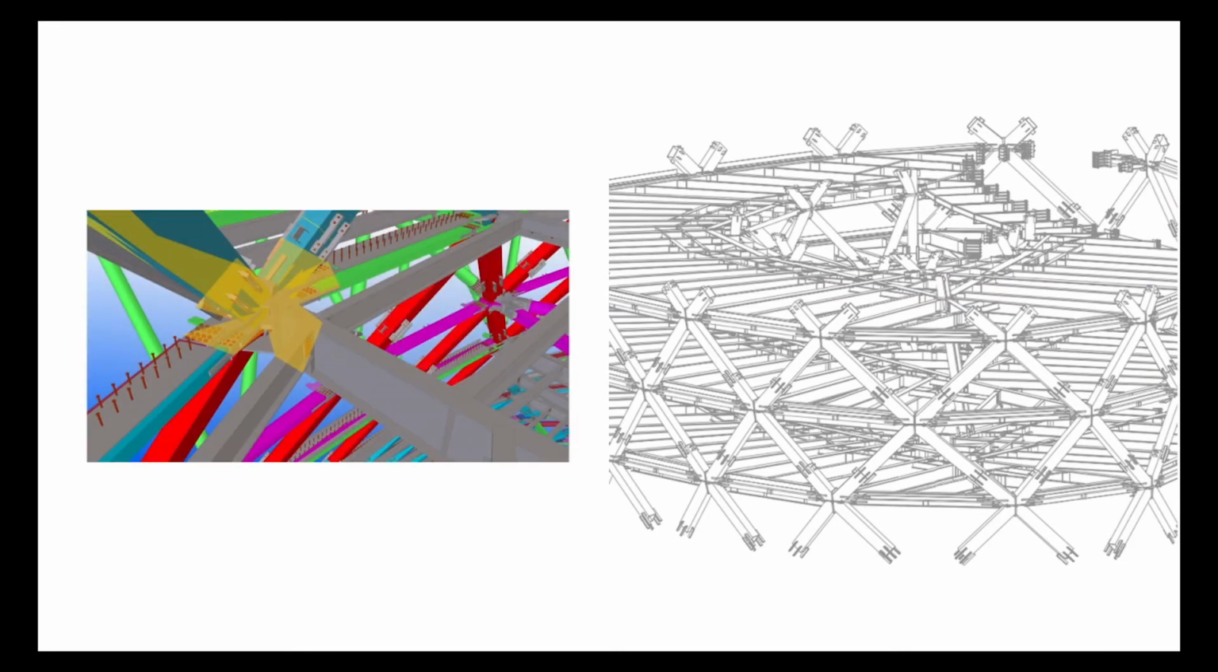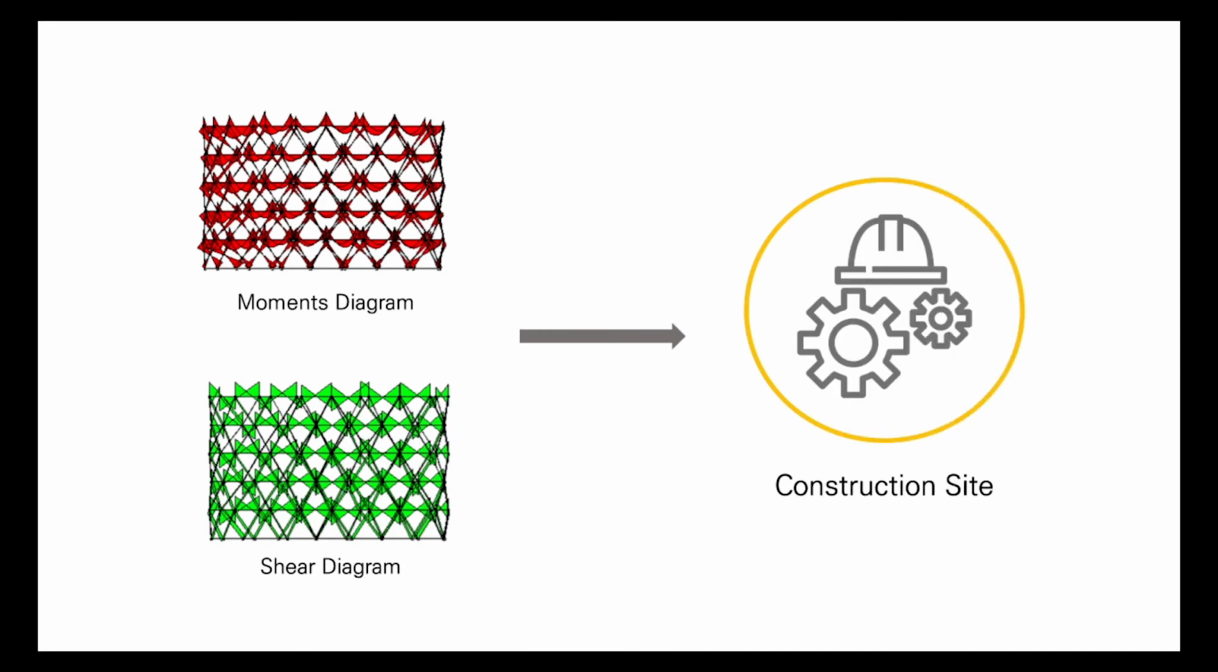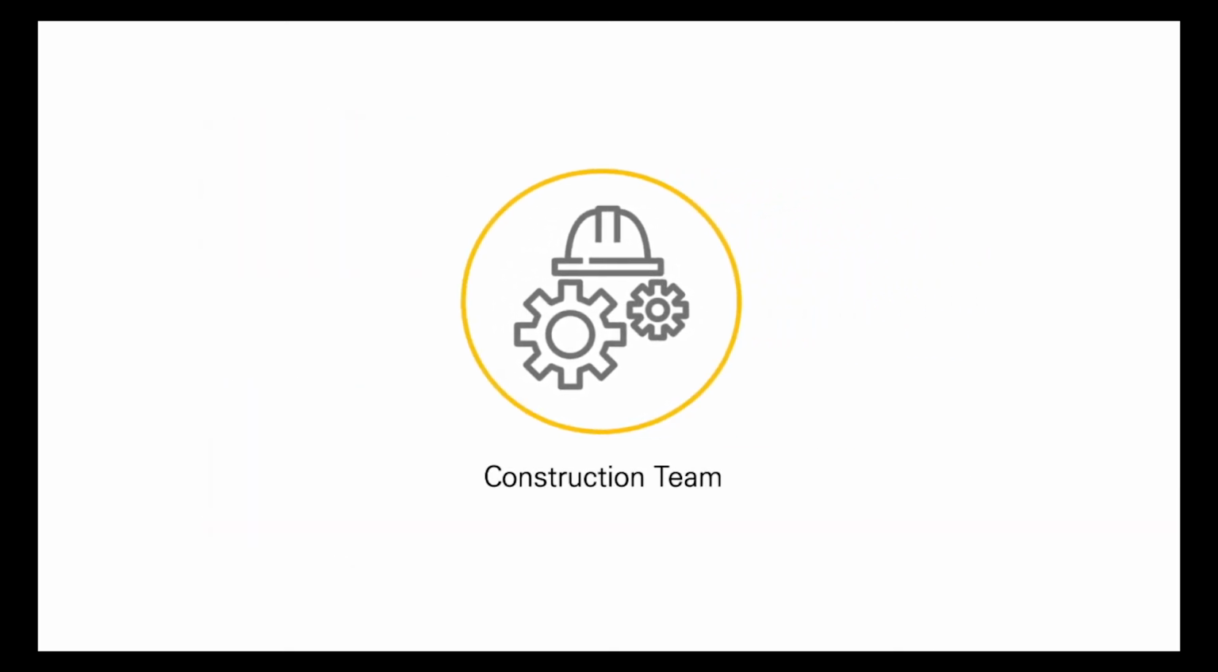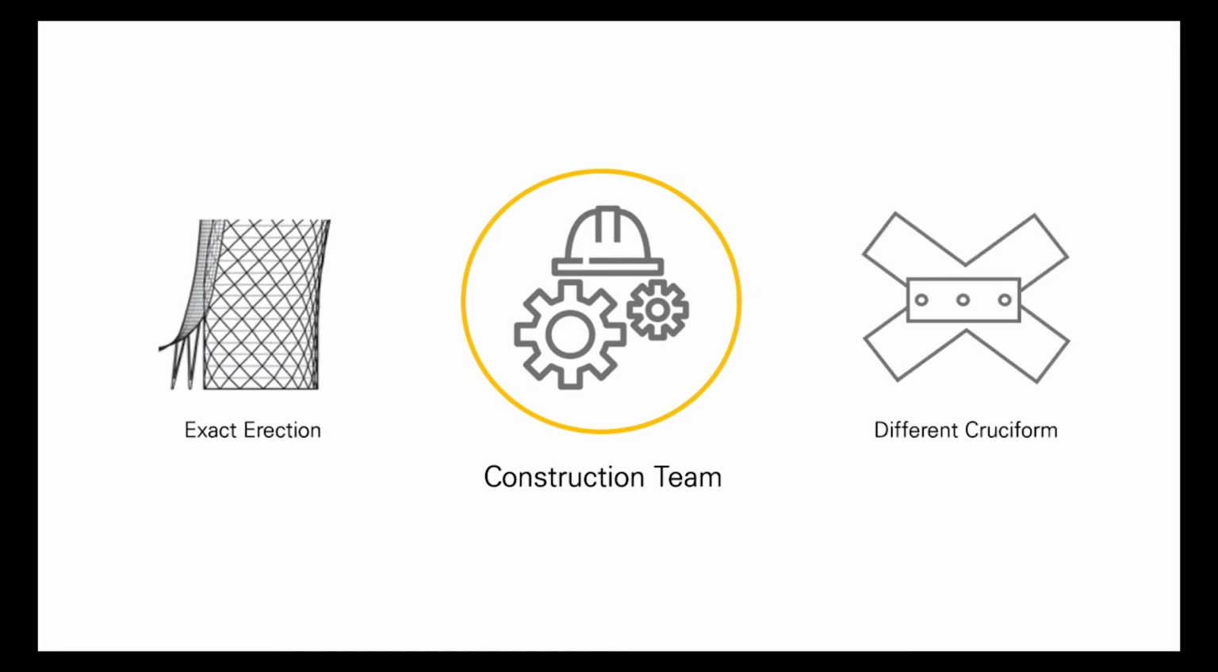All the members had colors that show their usage and position. After they calculated and designed each member, they gave reports to the site that showed the location of the center of gravity and the weight of each individual assembly. These reports helped the rigging team working at the site to erect the diagrid assemblies at their exact position, and the steel fabrication team to make different cruciforms.